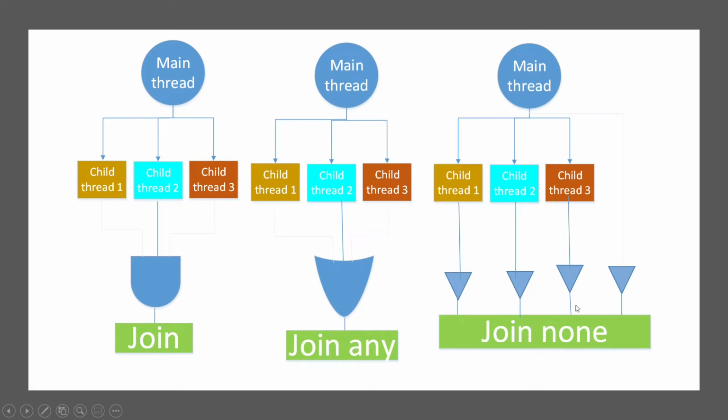Now, join none. How does join none work? There is a main thread and all the child threads, and everything will execute in parallel. It's like a buffer. It doesn't wait for any of the child threads to complete. Everything runs in parallel along with the main thread. That's the meaning of join none. Let's go to the EDA Playground and look at the real coding example and how it works.